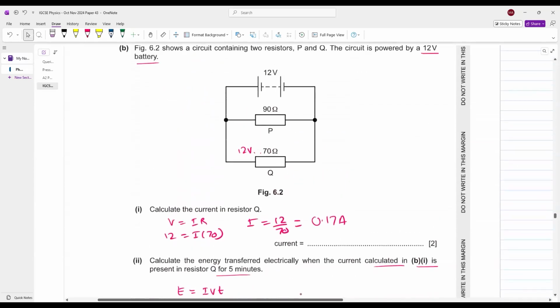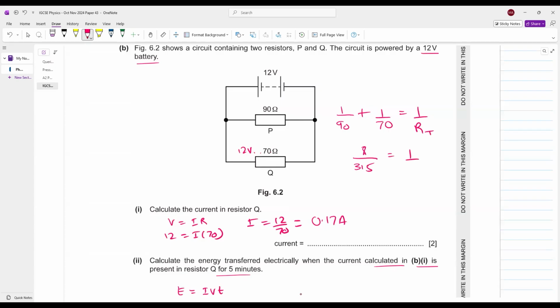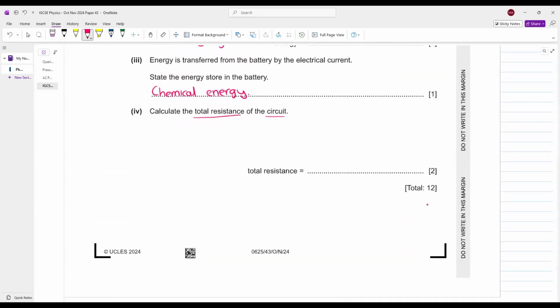Calculate the total resistance of the circuit. How will you calculate the total resistance of the circuit? There are two resistors in parallel. 1 over 90 plus 1 over 70 is equal to 1 over RT. 1 over 90 plus 1 over 70 is equal to what? 8 over 315 is equal to 1 over RT. Yes, 315 over 8. 1 divided by answer. Total resistance comes out to be 39 ohms. Simple as that. Nothing complicated here. You can further write here 39 ohms is your total resistance.